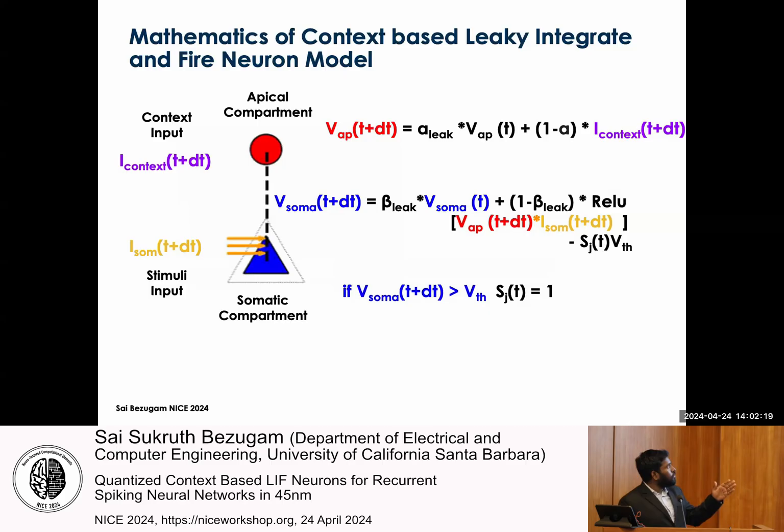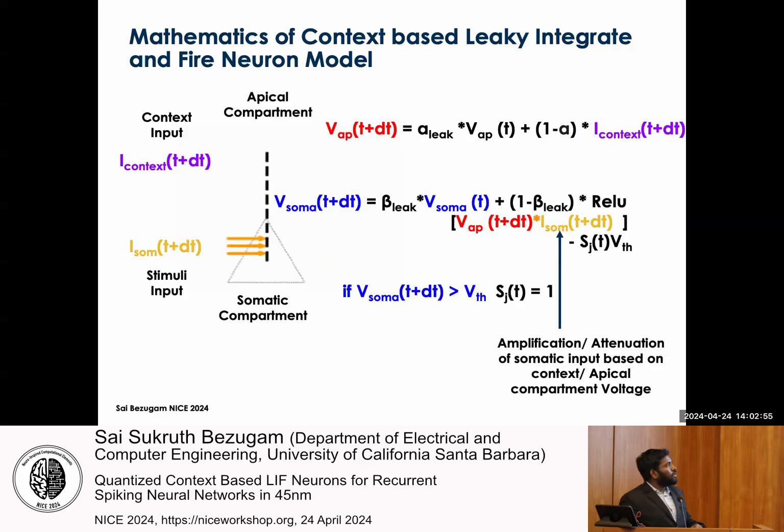When there is some input and no context input, then there is no increase in membrane potential at the somatic compartment. But when there is some context and also a somatic input, then there is an increase in membrane potential. Both are acting as leaky integrator compartments, but the somatic compartment fires only when it reaches a certain membrane potential. This can be useful in exploring temporal dynamics and selecting particular neurons for a particular class. And this is done through attenuation and amplification of stimuli input based on the context or apical membrane potential.